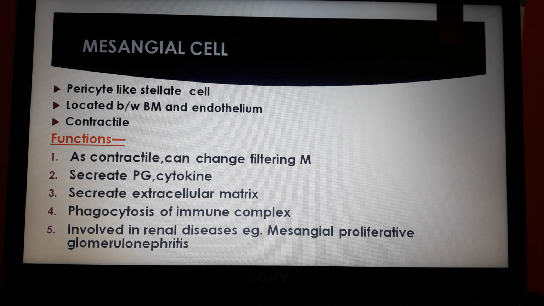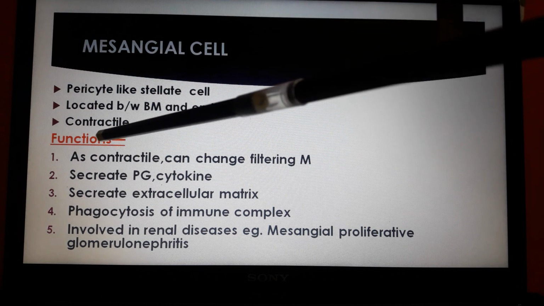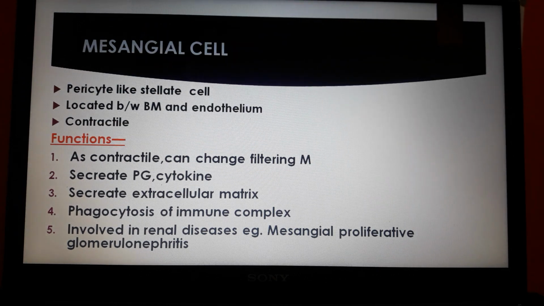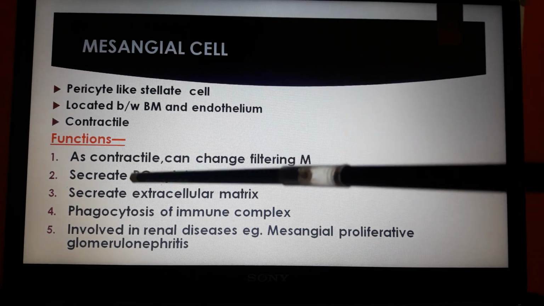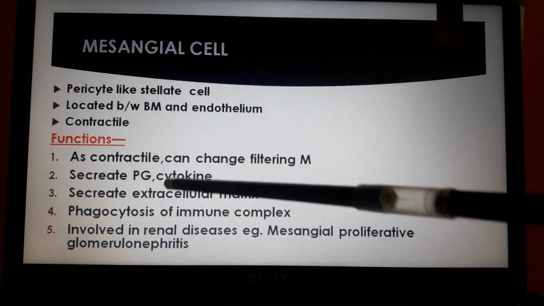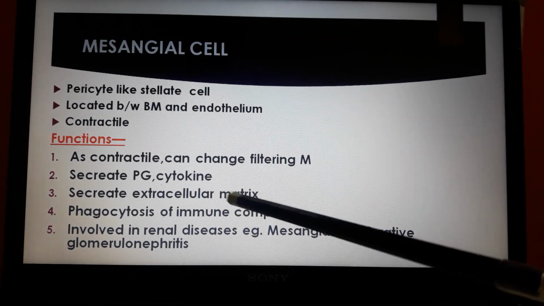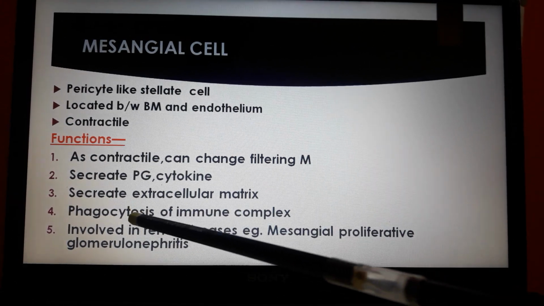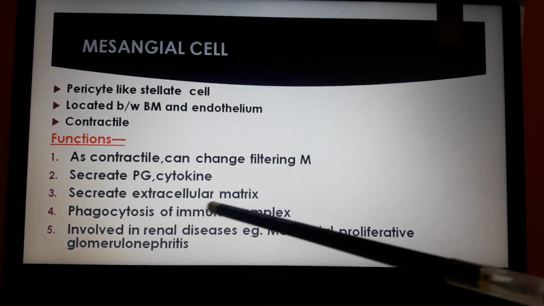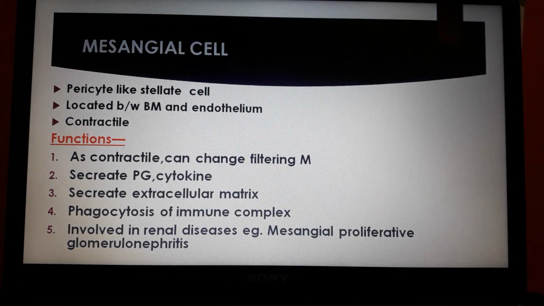It is like the myoepithelial cell, and as they are contractile, they can change the shape of the glomerular capillary and the filtering membrane. They secrete prostaglandin, cytokines, and extracellular matrix, they have the power of phagocytosis of the immune complex, and are involved in different renal diseases. An example is mesangial proliferative glomerulonephritis.